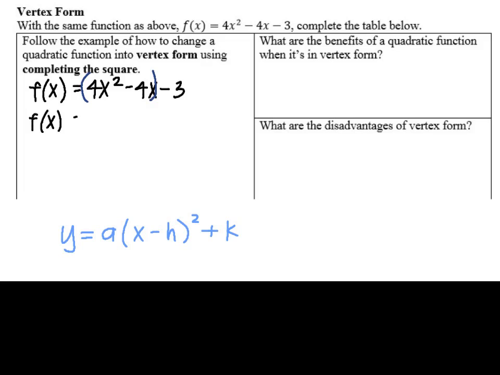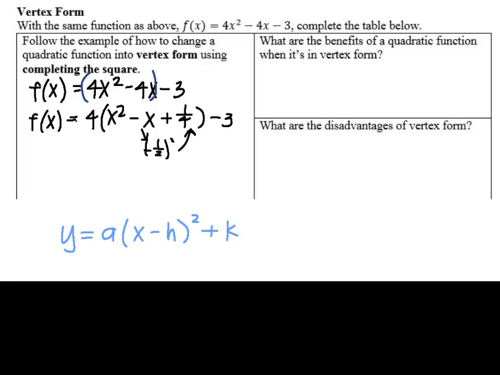So we end up getting f of x is equal to, factor out a 4 times x squared minus x, and then minus 3. That constant is just going to stay on the outside. Then to complete the square here, we're going to take half of the b value. Half of negative 1 is negative 1/2. We're going to square it, and this is equal to positive 1 over 4.